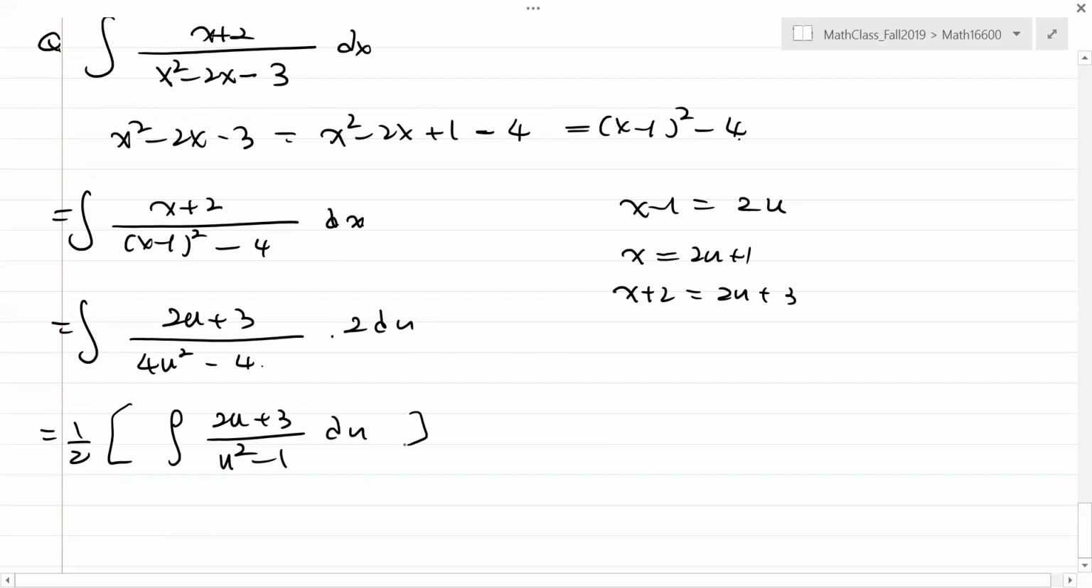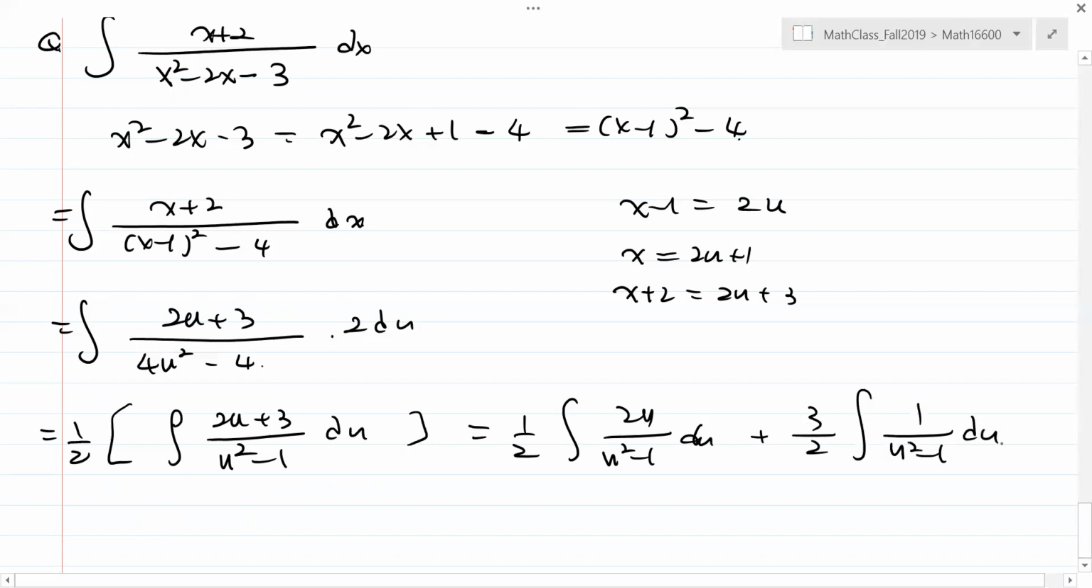What is next? I still have something in the numerator, but that's fine. I can separate it. I get 1/2 times the integral of 2u over (u squared minus 1) du, then 3/2 times the integral of 1 over (u squared minus 1) du. The first one you can evaluate quickly using standard substitution.